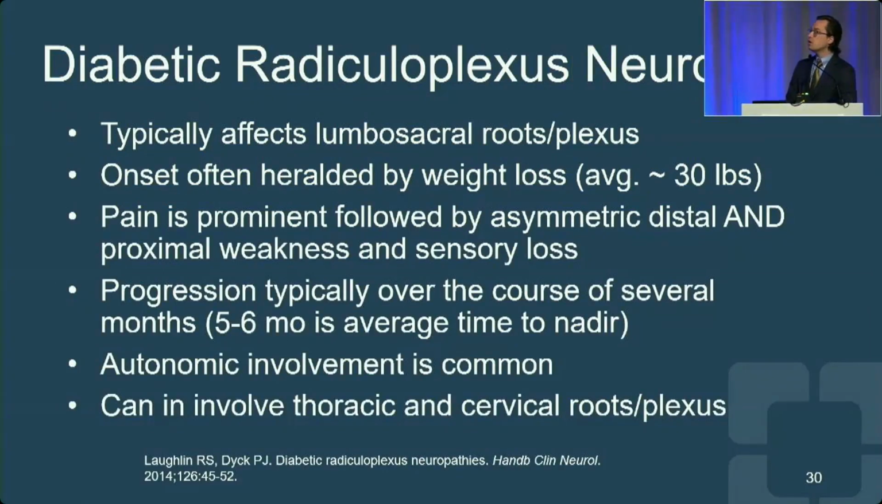This condition is often heralded by a great deal of weight loss. That's a common history. Oftentimes pain is the first symptom, and then you get this progressive asymmetric proximal and distal weakness. There's often a lot of large fiber sensory loss as well, so oftentimes they have a worsening generalized neuropathy in the context of this. Typically they progress for months, often 5 to 6 months before they nadir. Usually they'll stabilize and there can be some spontaneous improvement over time. Autonomic involvement is pretty common, and you can see sometimes thoracic and cervical root involvement as well. And I think that's what we were seeing with that T10 dermatomal numbness, maybe a little bit of thoracic root involvement.